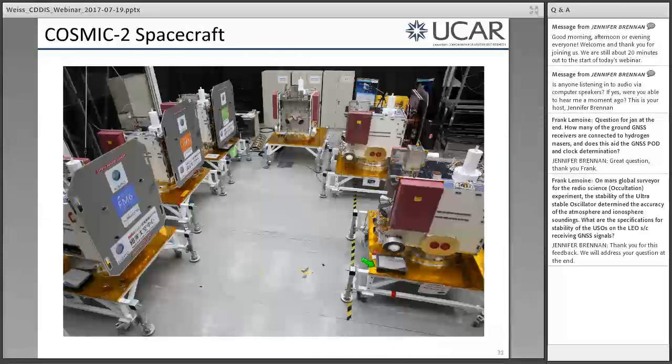Okay, so this is kind of what the satellites look like right now. They're in the clean room. So we have 1, 2, 3, 4, 5, 6. They're upside down there. In space, they'll be facing the other way. So this here is the in situ ion velocity meter. And then this is one of the GNSS antennas for receiving.